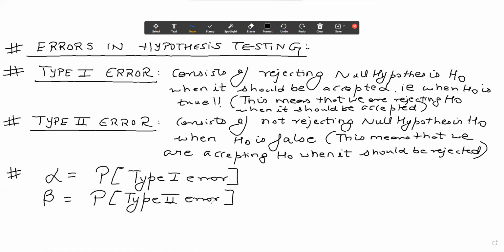These are probabilities. So alpha is the probability of committing a type 1 error, where the type 1 error is rejecting the null hypothesis when it should be accepted. Beta is the probability of making a type 2 error, which means accepting the null hypothesis, not rejecting, when ideally it should be rejected because it is false.